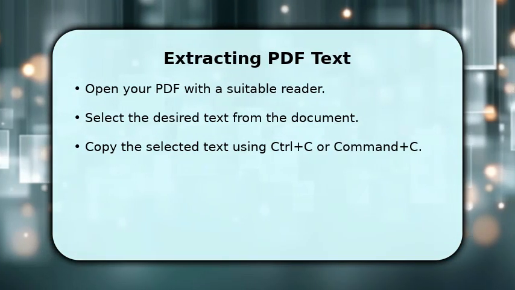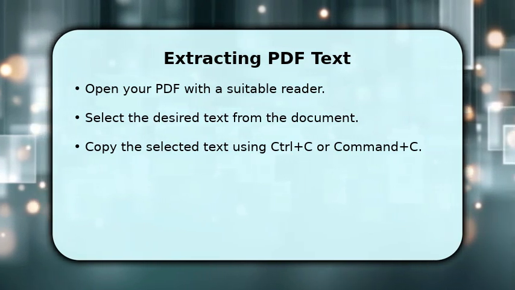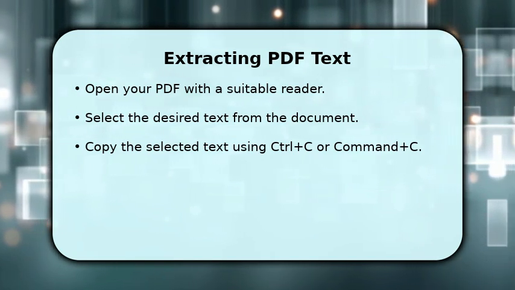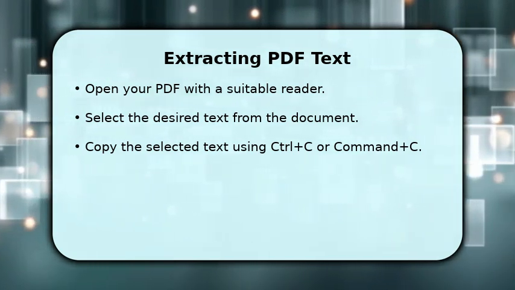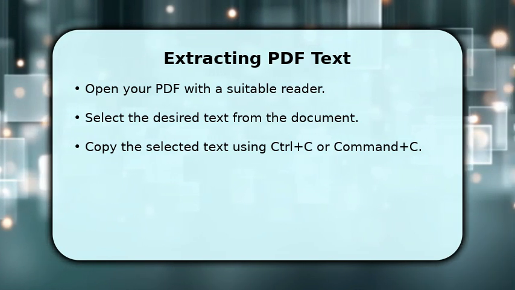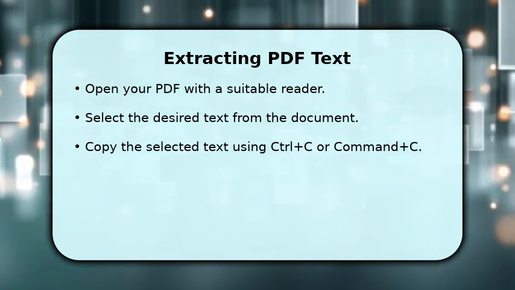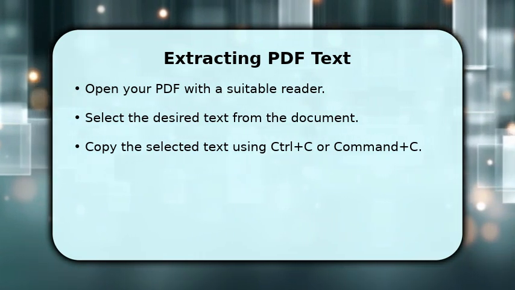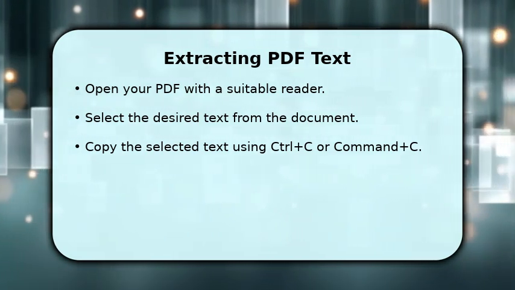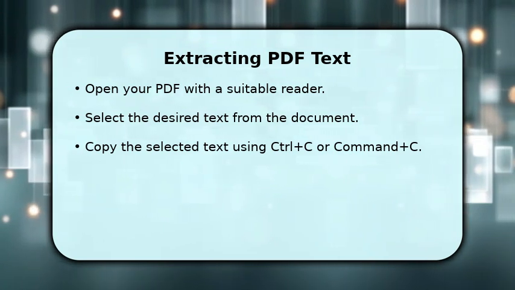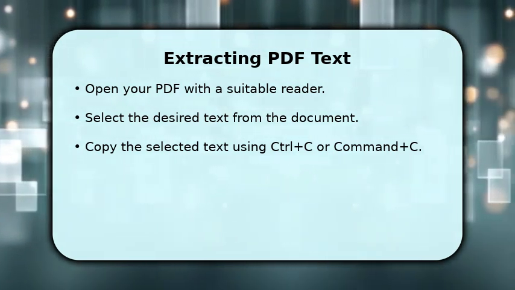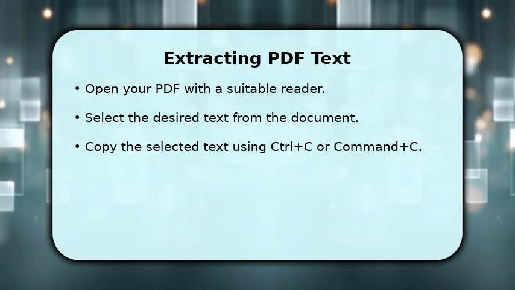To begin, open your PDF document using a standard PDF reader like Adobe Acrobat Reader or a web browser. Carefully select the specific sections or the entire document text that you wish Gemini to process. Once selected, use the standard copy command, either Ctrl+C on Windows or Command+C on Mac, to copy the text to your clipboard. This prepares the content for its next step.